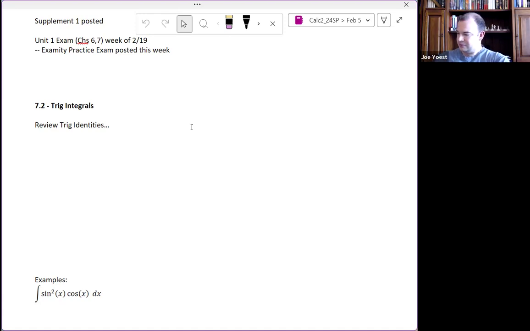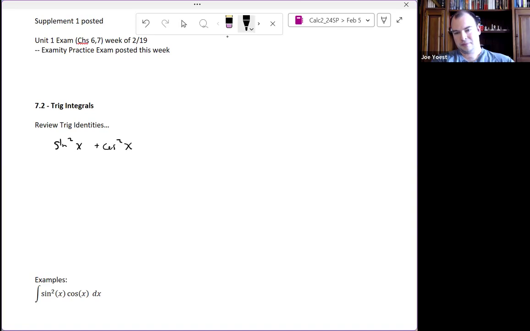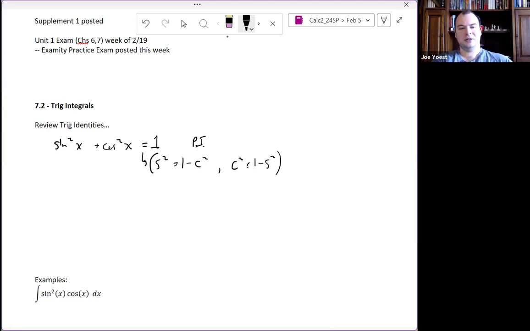Okay, so let's review a couple of trig identities before we get to trig integrals. So our first trig identity, of course, is the Pythagorean identity. Sine squared x plus cos squared x is 1. Definitely don't want to forget about that one. And we have other identities related to that. For instance, sine squared equals 1 minus cos squared, or cos squared is 1 minus sine squared. Or if we divide by cos squared of x, sine over cosine is tangent, so we get 1 plus tan squared x is 1 over cos squared x, which is secant squared x.